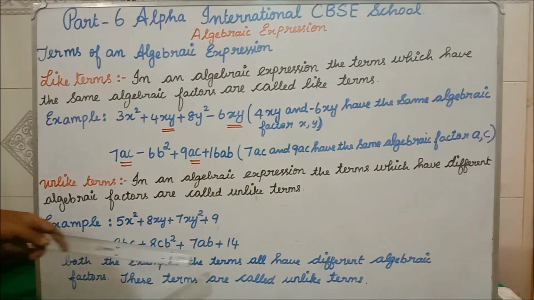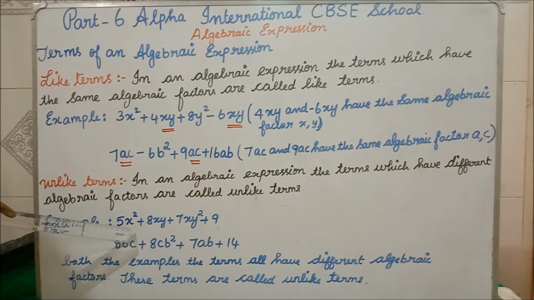So this fully is what? Unlike terms. Clear? In both the examples, the terms all have different algebraic factors, isn't it? Here what is the factor of 5? We are having x square. So everywhere we are having different algebraic factors. So these terms are called what? Unlike terms. Clear all of you? What do you mean by like terms and unlike terms? At the end of the session, I will give you the assignment of finding like and unlike terms.